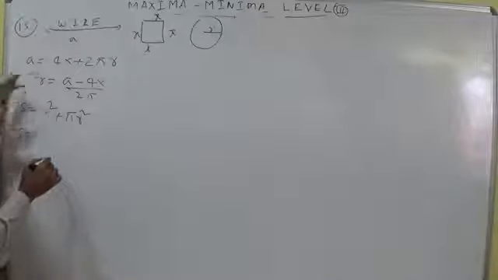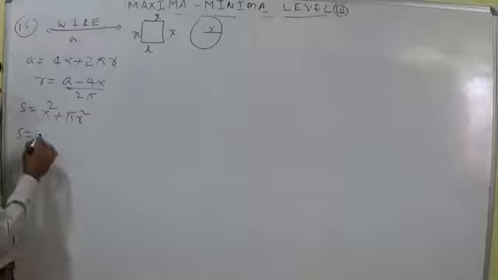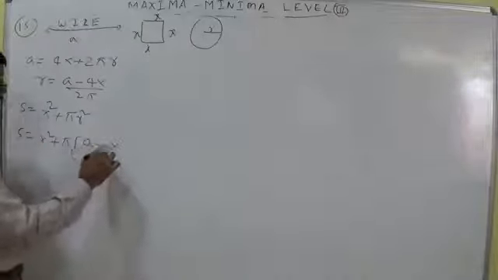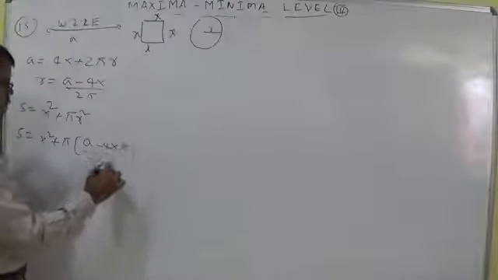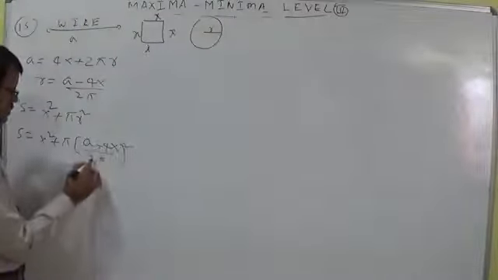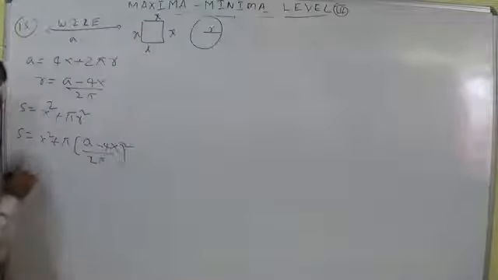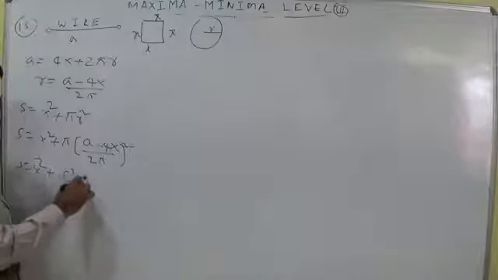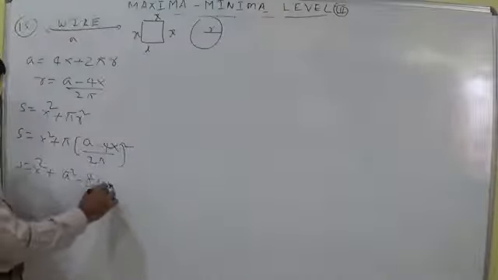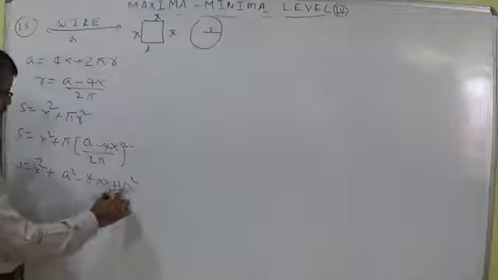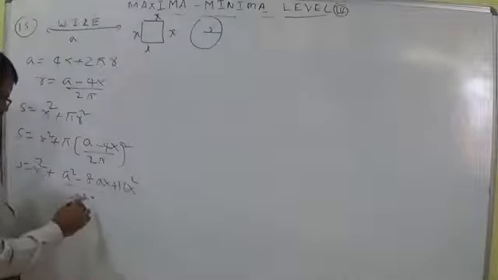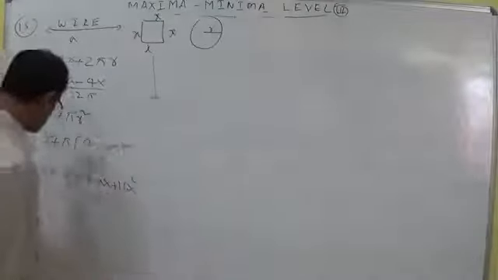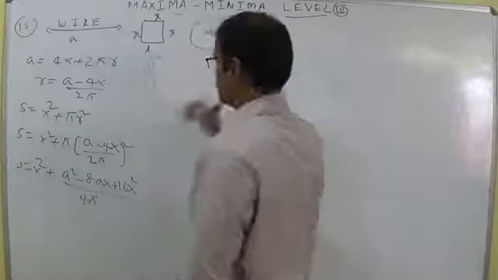So S is equal to the sum of areas, I am writing x square plus pi into (a minus 4x) by 2 pi whole square. Now S is equal to x square plus, you can write here, (a square minus 8ax plus 16x square) whole by 4 pi. Let us discuss about the min or max concept.